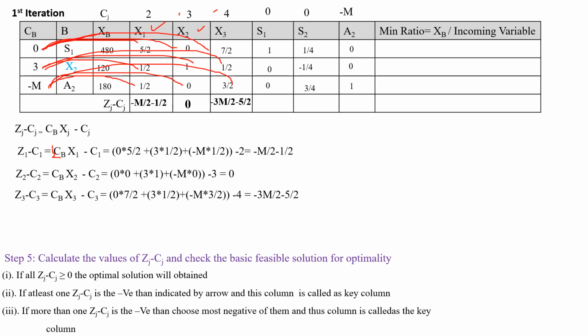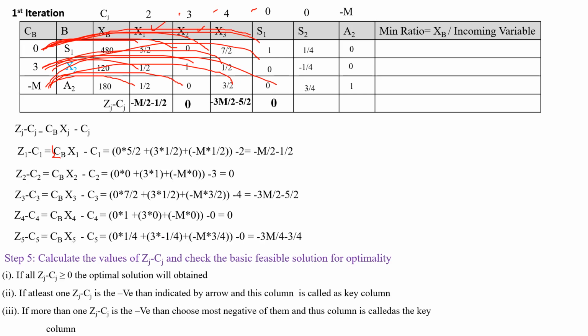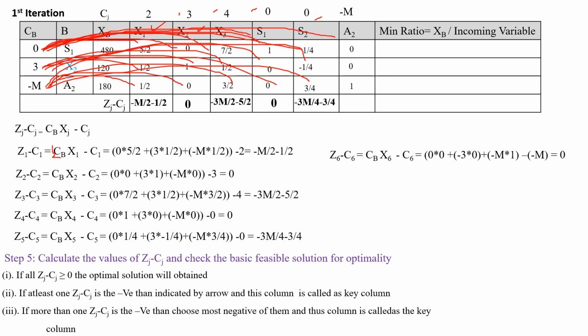Next we look at the variable s1, that is z4 minus c4, which will become 0 into 1 plus 3 into 0 plus minus M into 0 minus 0, which is equal to 0. Next we look at the variable s2, that is z5 minus c5, which is equal to 0 into 1 by 4 plus 3 into minus 1 by 4 plus minus M into 3 by 4 minus 0, which will become minus 3M by 4 minus 3 by 4. Next the variable A2, z6 minus c6, which is equal to 0 into 0 plus 3 into 0 plus minus M into 1 minus of minus M, which is equal to 0.